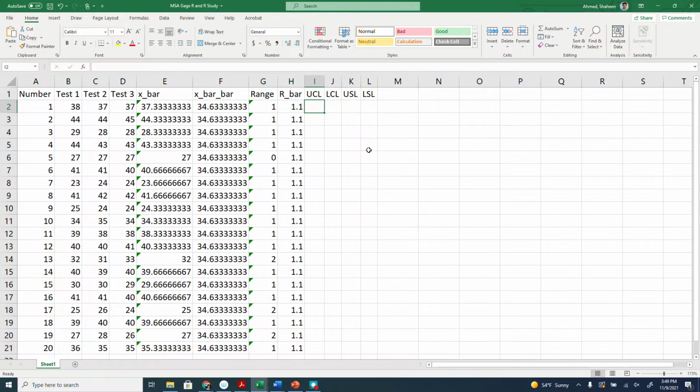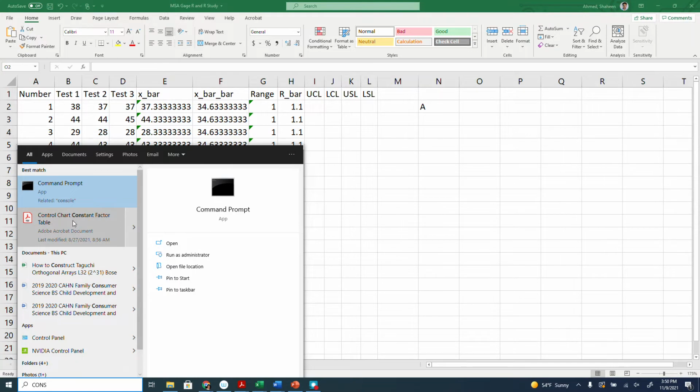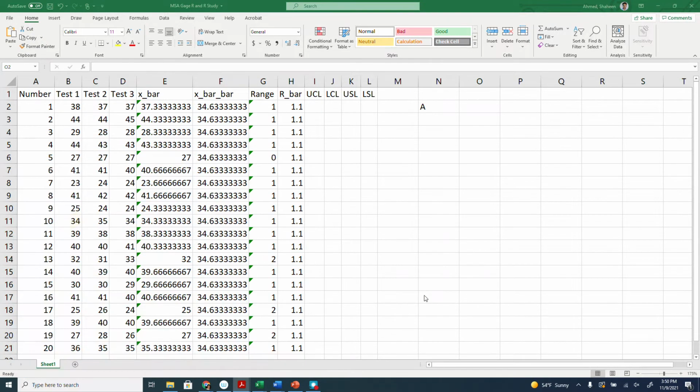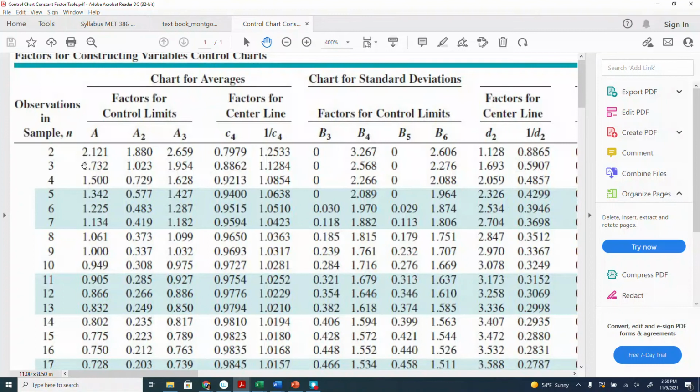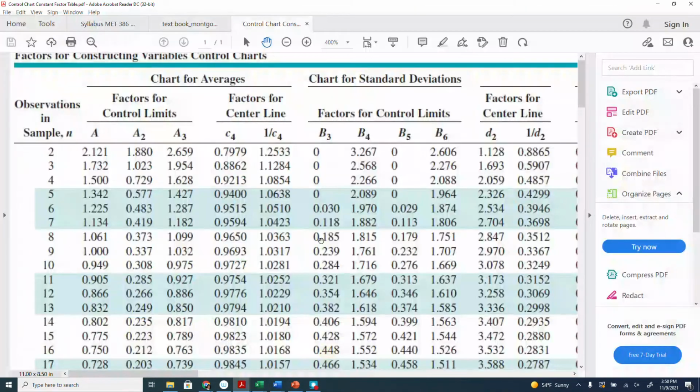To calculate the control limit, we need the constant value. The formula is X bar bar plus or minus A2 sigma 0. The constant A, you can also find in the constant table on openeducator.com. Let me find that constant table, the control chart constants. Here it is for three measurements. The value for A is 1.732, and the small d2 value is 1.693.